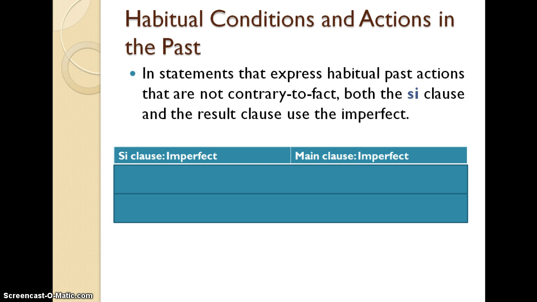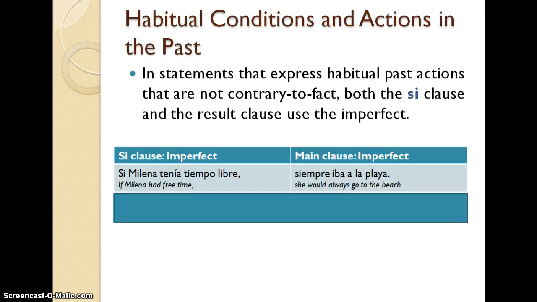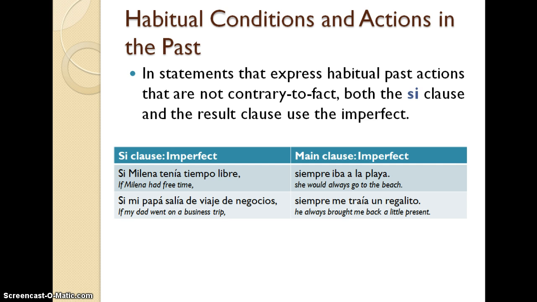And finally, we're looking at habitual conditions and actions in the past, in statements that express habitual past actions that are not contrary to fact. Both the si clause and the result clause use the imperfect. And again, some examples of that. Si Milena tenía tiempo libre, siempre iba a la playa. Si mi papá salía de viaje de negocios, siempre me traía un regalito.